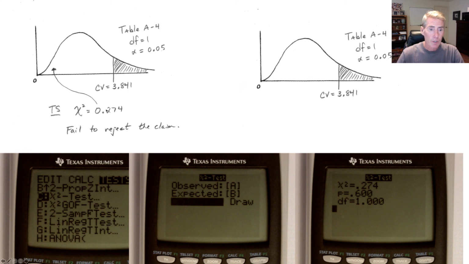And with a 0.27, that lands way over here to the left. It does not even come close to the 3.841. So this one failed to reject the claim. In other words, we cannot prove anything. Basically, this is saying there is pretty much no difference when comparing men and women. You can't say that women owe more or men owe more on their credit card. There's almost no difference.